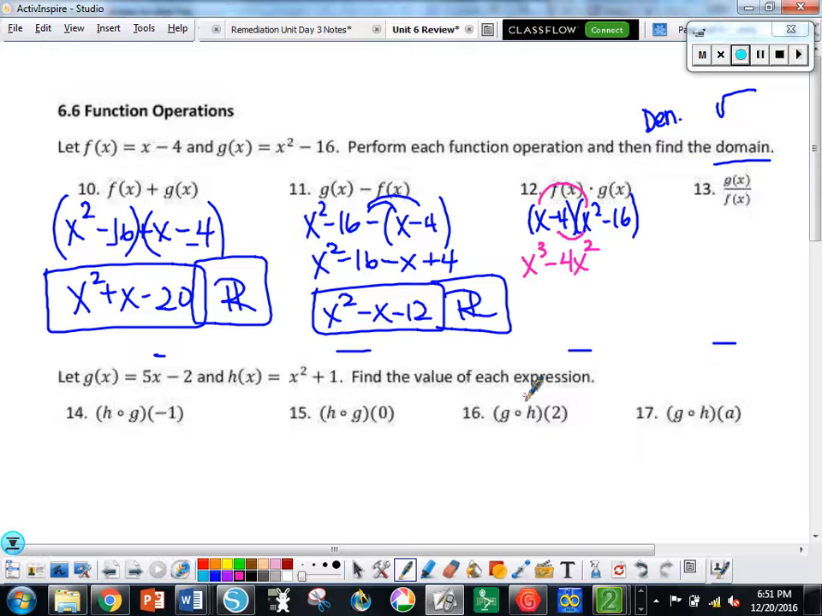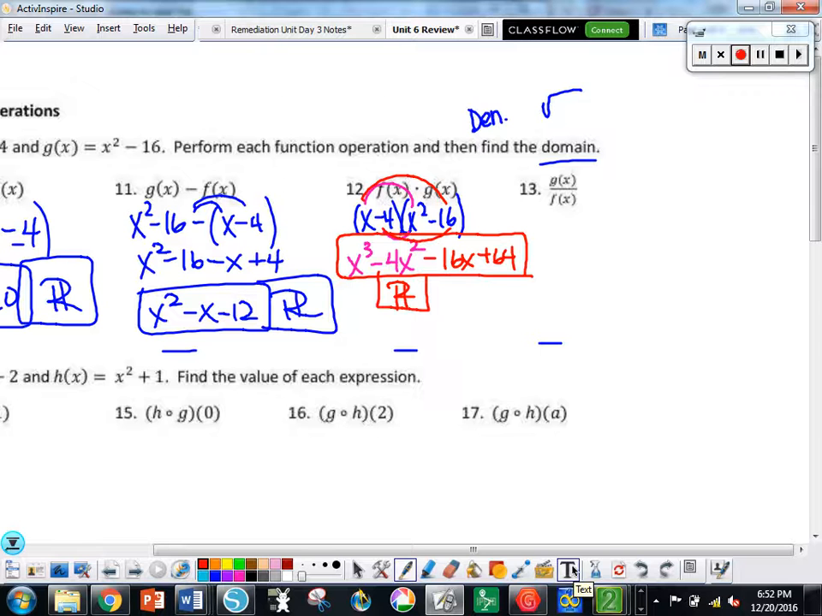Now, I'm going to multiply these two, minus 16x, and then multiply these two, plus 64. It's in standard form. There is no denominator, no radical, so all real numbers is my domain.